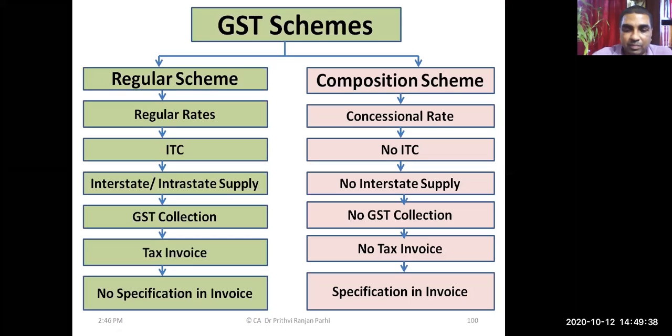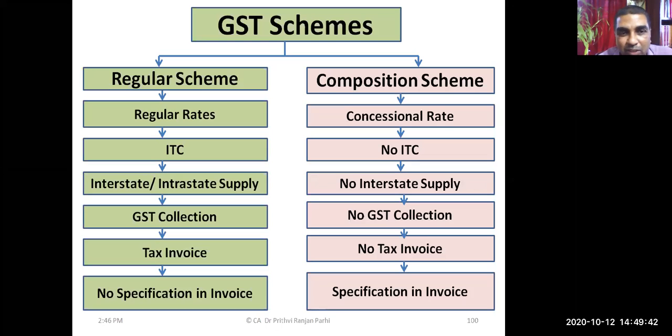Now, one more thing, just you tell me about this turnover limit. Turnover limit for composition levy. In case of trading, it's 1.5 crores, and in case of service holders, it is 50 lakhs. Good. So, as you know, most of the things you already know. So, broadly, this is the difference.